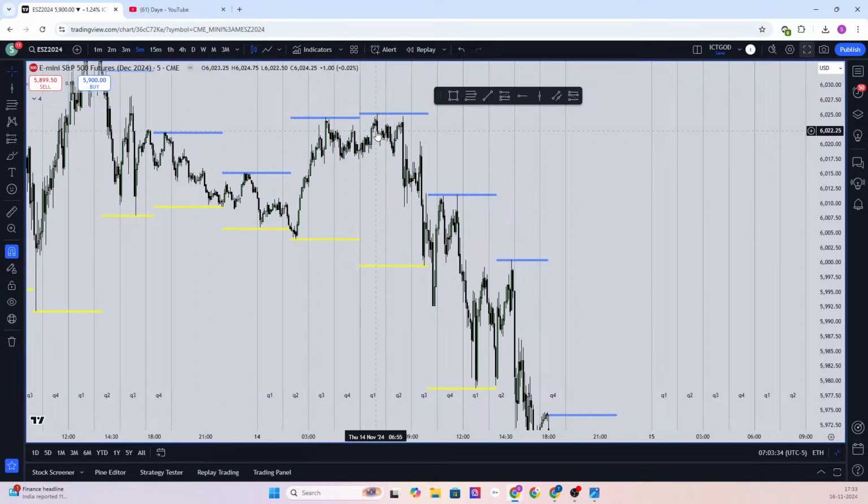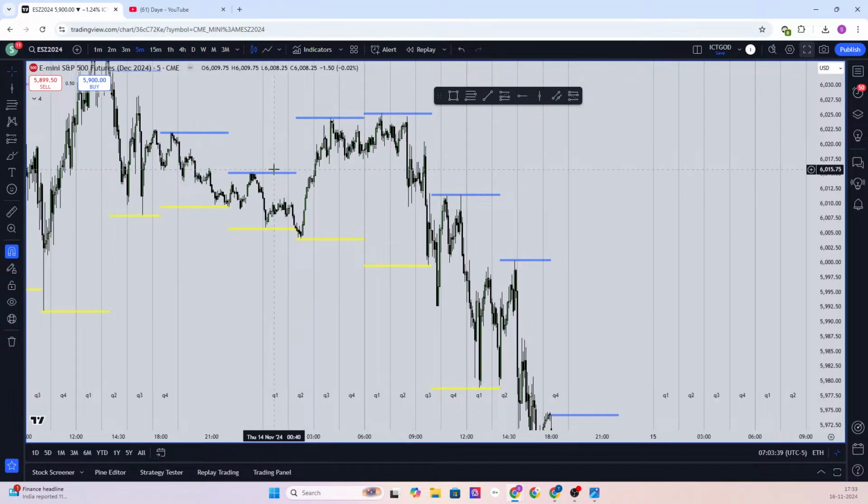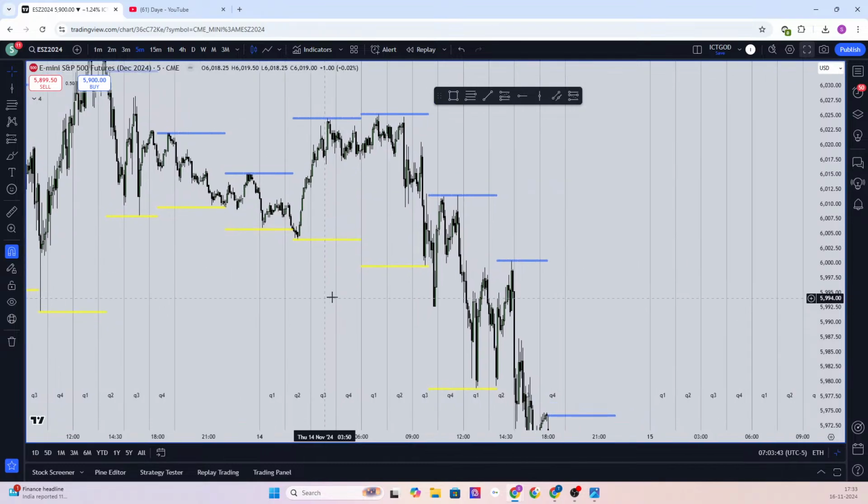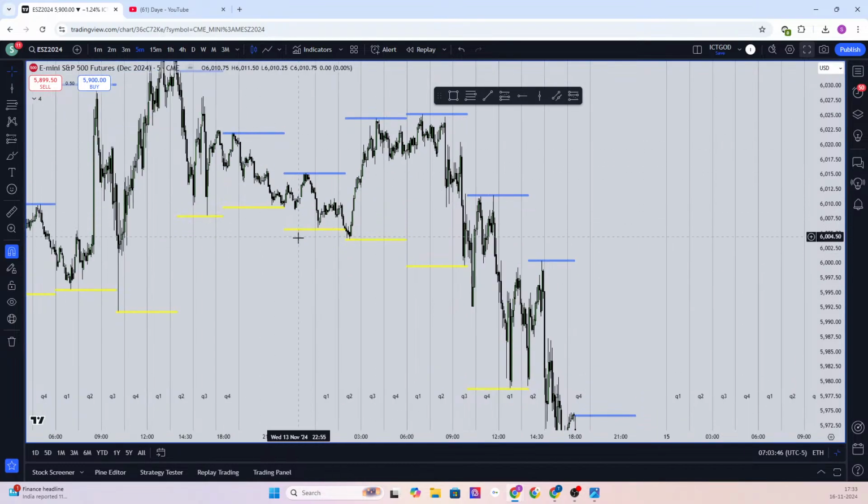So 4 hours are really important. It's really reactive. So always make sure, even if you don't have the indicator, that the 4 hour highs and lows are marked of every session. Every before session is also good. You don't need all these 4 hours.